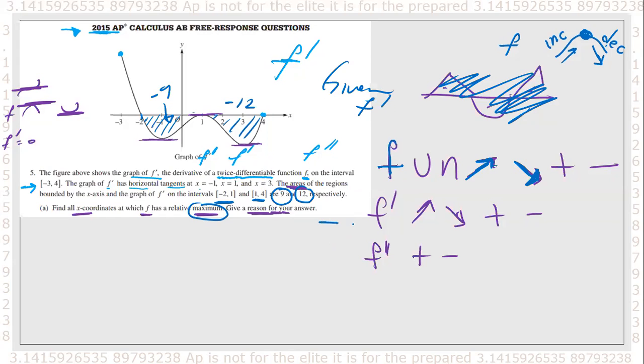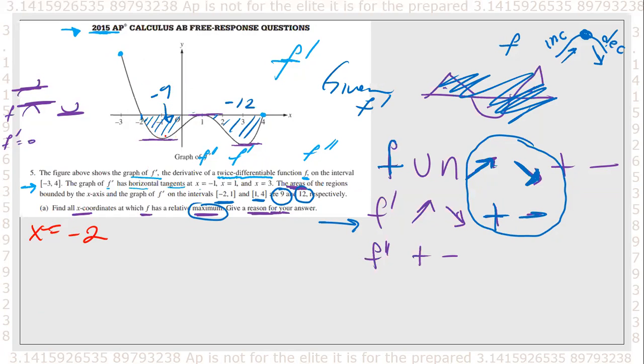But I am given f prime, so ideally I want to use this piece of information. According to this, it must be when f prime changes from positive to negative. So I'm going to look at my graph and see where this changes from positive to negative. This is all positive, then I go negative. So at -2, it changed from positive to negative. Therefore, I have one already: x equals -2.